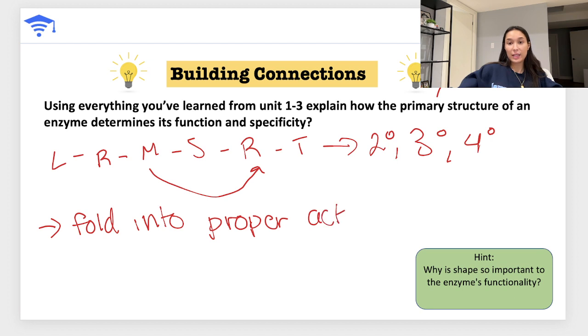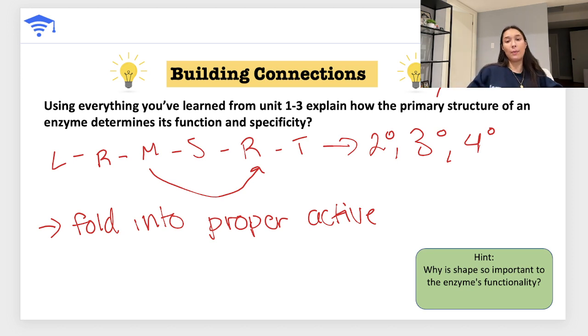Because of that specificity and because of that lock and key model, if you didn't have this bond here, for example, maybe your active site would not be the correct shape, right? You would have a missing bond in your active site. Now when your enzyme and your substrate come into contact, if your substrate is going into an active site that's misshapen, they're not going to have a reaction. So that's going to determine its function.